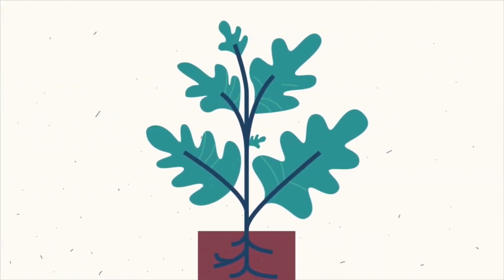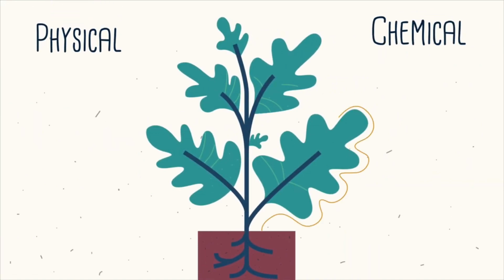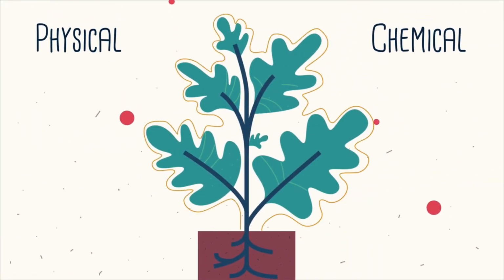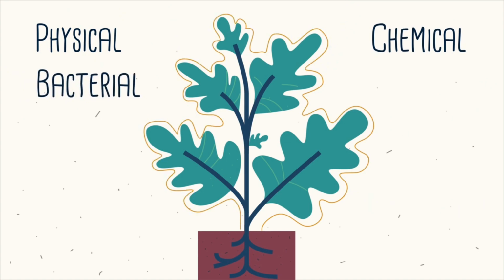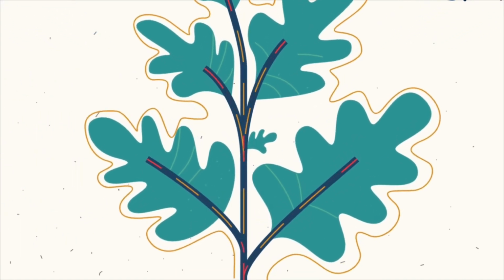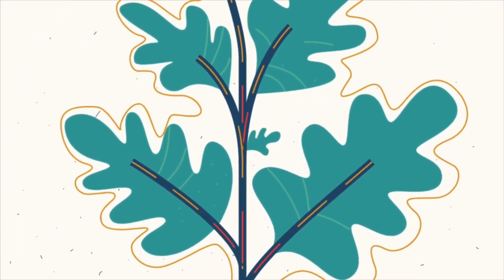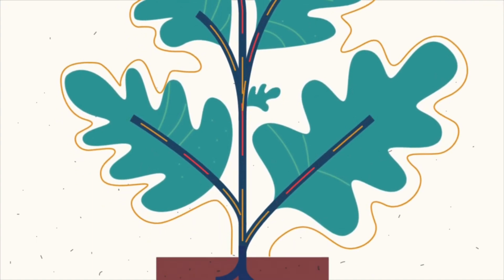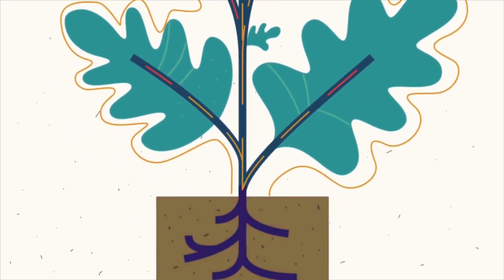In summary, plants have a range of physical and chemical barriers to prevent infection, but they can become infected with bacterial, viral, fungal pathogens or insect pests. If this happens, the plant can produce chemicals in an attempt to limit the infection. Plants can also get sick if their soil is deficient in nutrients.